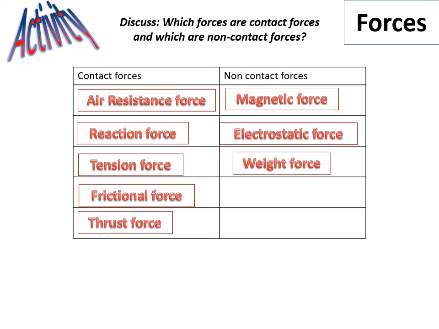Magnetic force doesn't touch, poles are apart, but they are still attracting and repelling, so that is a non-contact force. Electrostatic force: when you rub the balloon with the jumper, it can attract your hair, and if you bring it near a stream of water from the tap, it can bend the stream of water. Weight force is the gravitational pull, and this is a non-contact force.